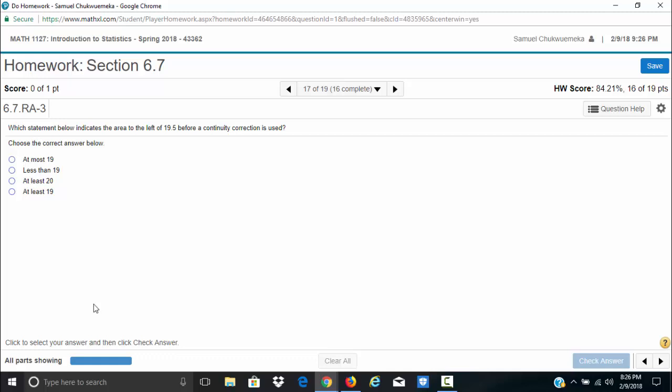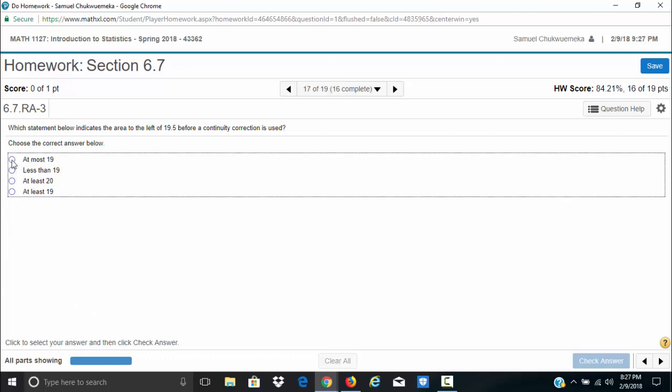So at least 19 would be right of 18.5. Greater than 19 would be right of 19.5. At most 19 would be left of 19.5. Less than 19 would be left of 18.5. And then equal to 19 would be between 18.5 and 19.5. So in this case, left of 19.5 should be at most 19. At most 19, less than or equal to 19. Okay.